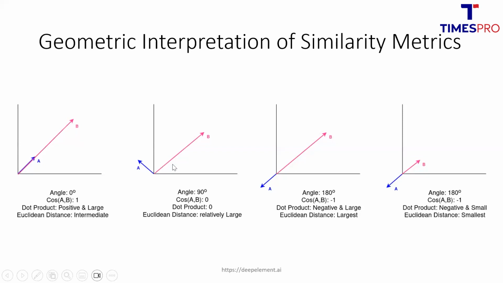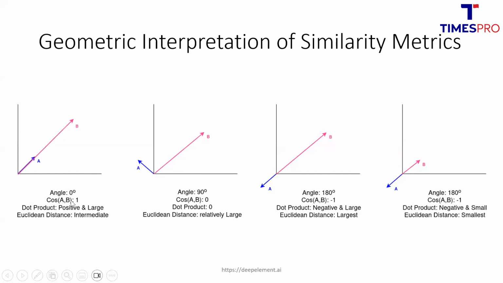In the second graph, you are seeing that the vectors are at a 90 degree angle. In the third, you will see that the angle is 180 degrees. And in the fourth, the angle is still 180 degrees, but the length of the vector B has been shrunk down. So how do these metrics behave when we change the angle and the length of these vectors?